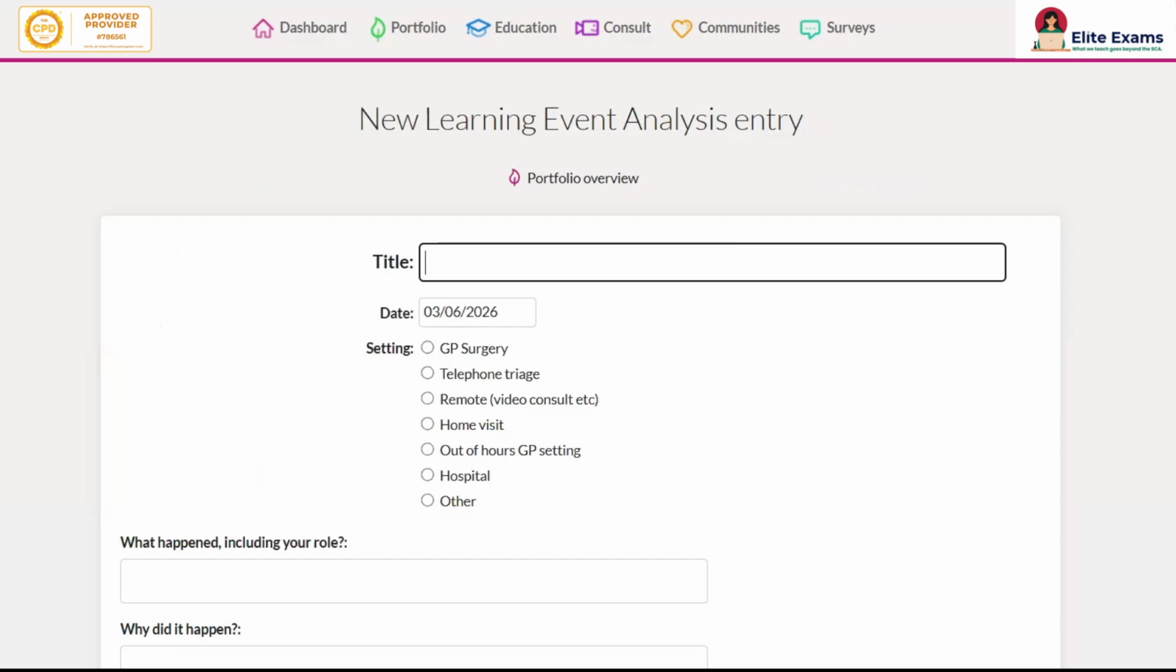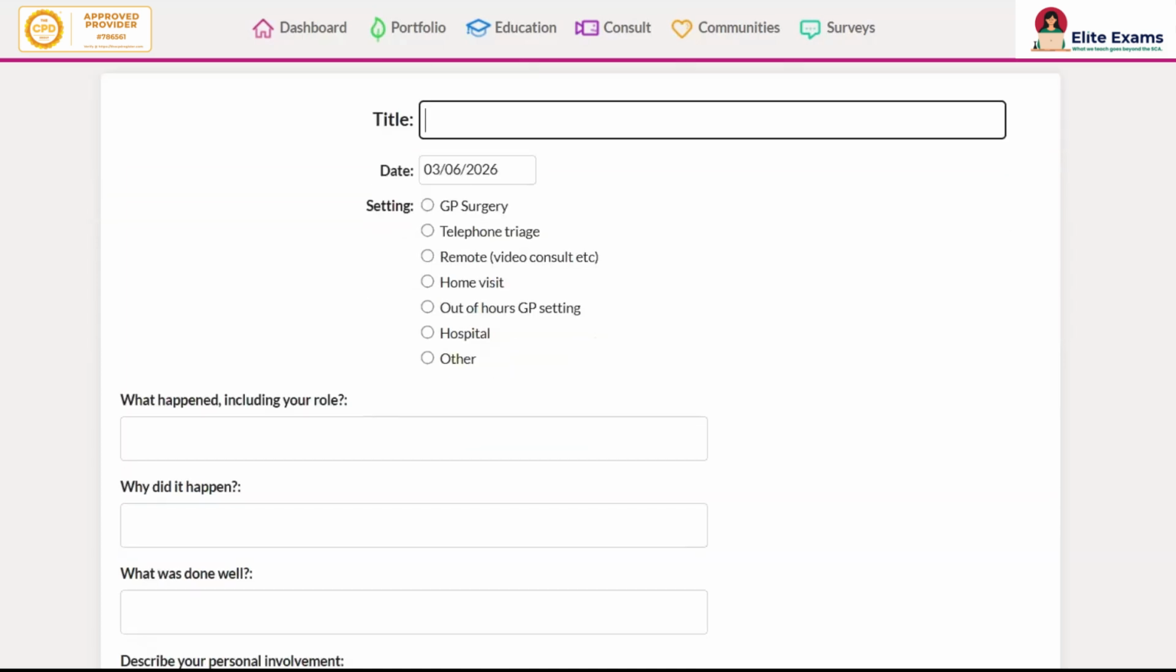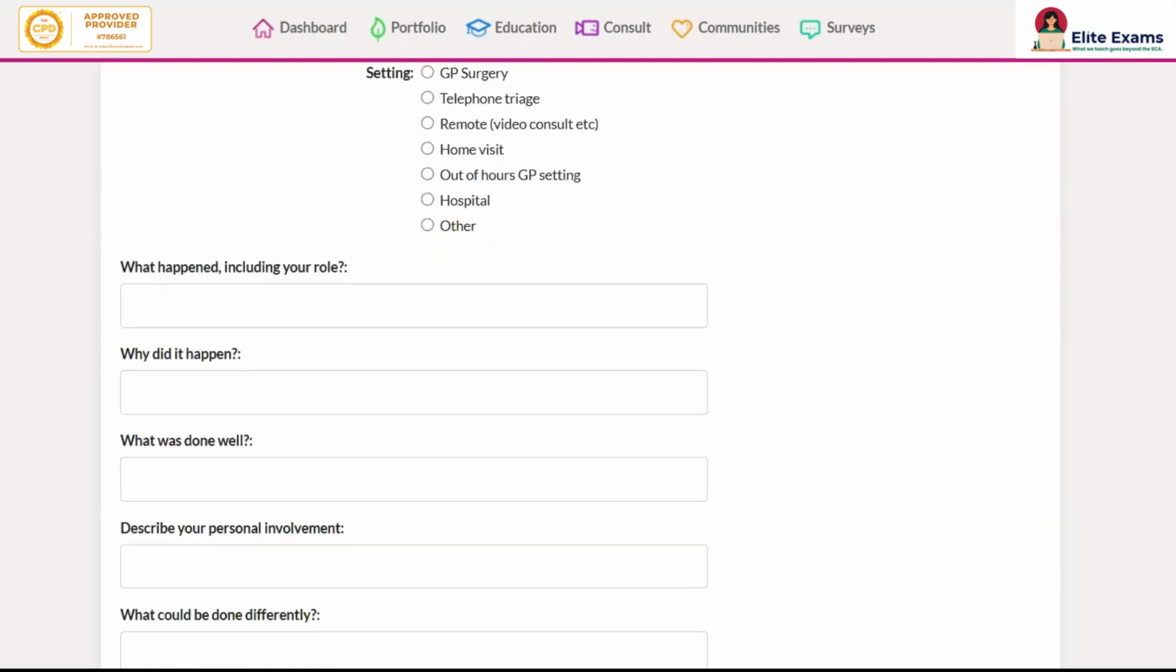It can be documenting from another patient in another patient's notes. It can be something that has to do with patient care but did not lead to harm of the patient. So it's the same thing. You will also write the title, you will write where it happened, you will write what happened, including your role. So just explain what happened.